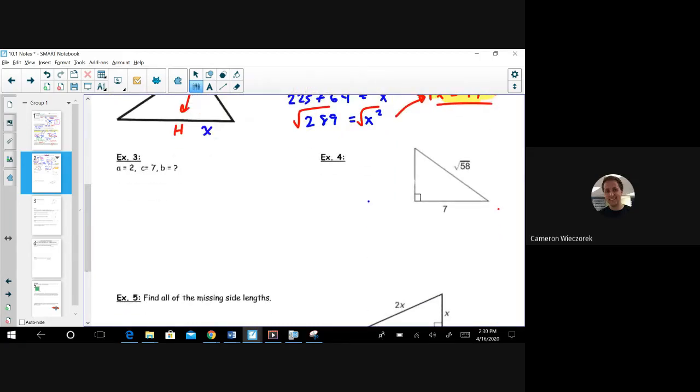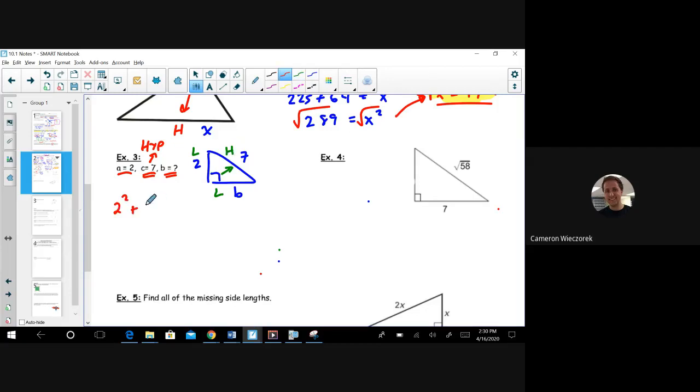Looking at example 3, notice this time they actually give me a leg. They give me a hypotenuse and I'm solving for a leg. So they're giving me C, I need to solve for B. So if it helps, draw the picture. One of my legs is 2, my hypotenuse is 7, my other leg that's missing is B. Leg, leg, hypotenuse. So 2 squared plus, I'll just leave it as B, B squared equals 7 squared. So I get 4 plus B squared equals 49. Subtract 4 from both sides.